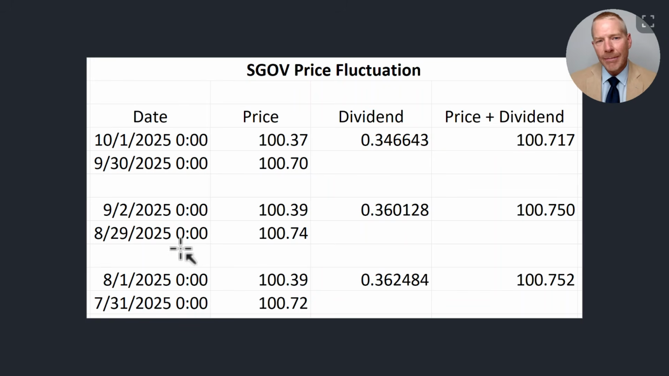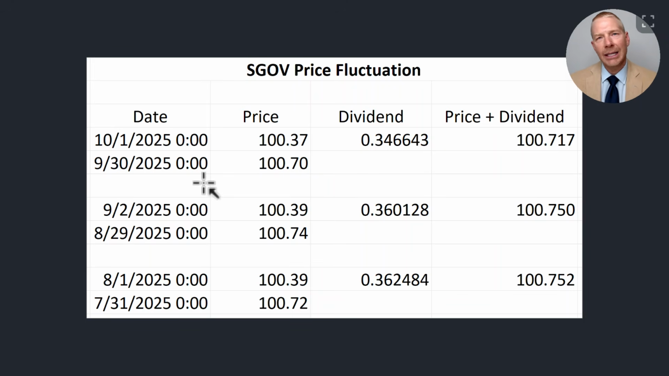We see the same pattern at the end of August. August 29th, SGOV is worth $100.74. The next day, the share price drops to 100.39, but another 36-cent dividend. From August 29 to September 2nd, you went from 100.74 to 100.75.